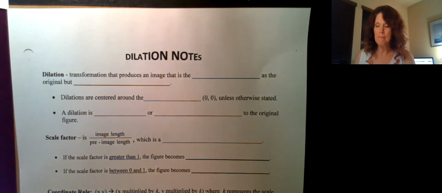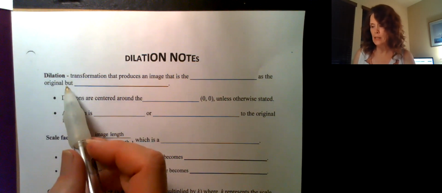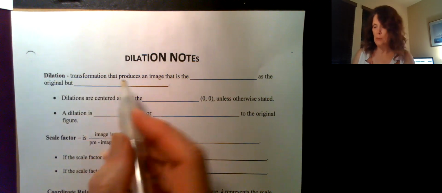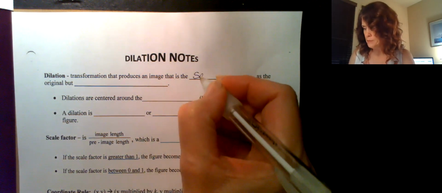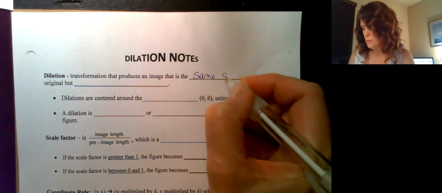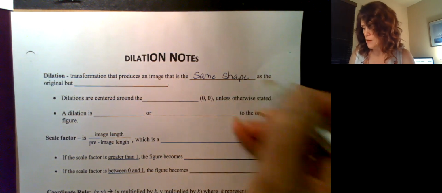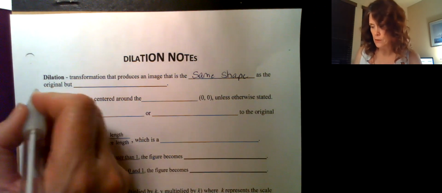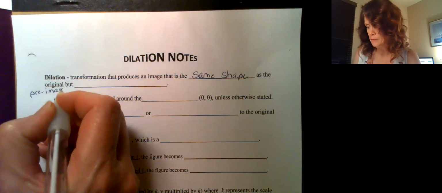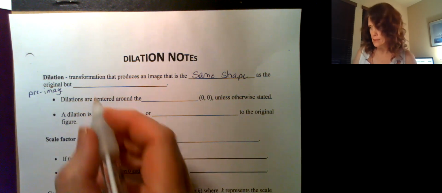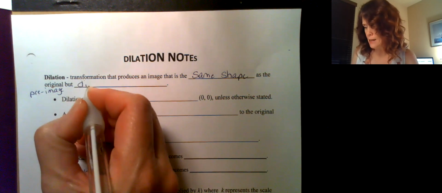And make sure that you keep it in your physical notebook so you can show your teacher when you get back to class, okay? All right, so dilation is one of the transformations that produces an image that is the same shape as the original. We're going to call that original the pre-image. But it's going to be a different size.